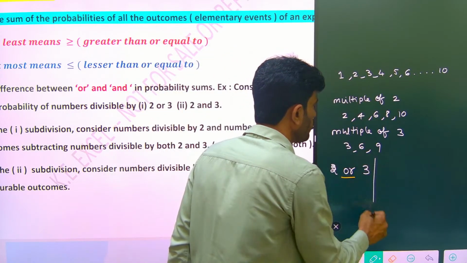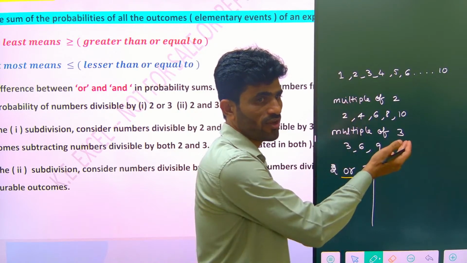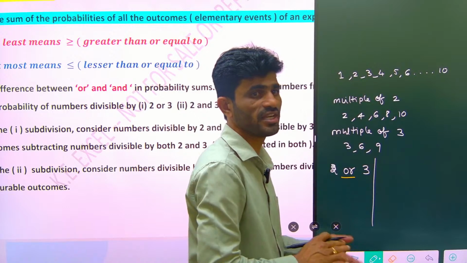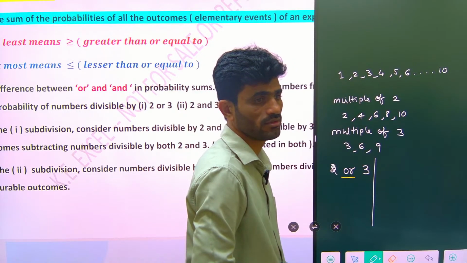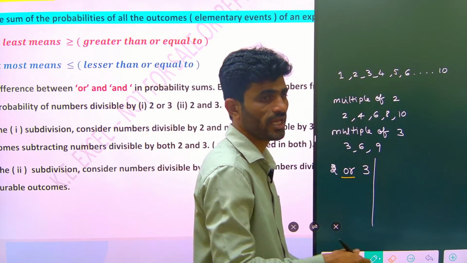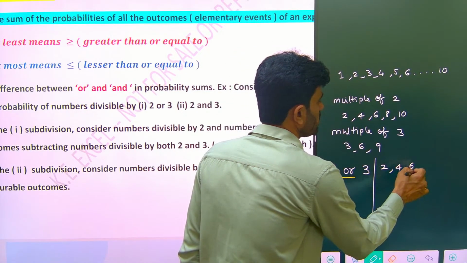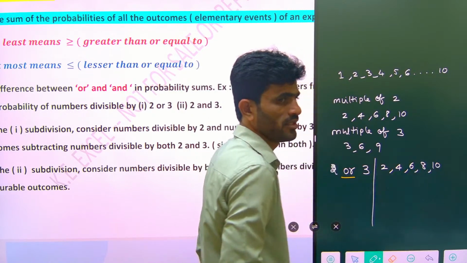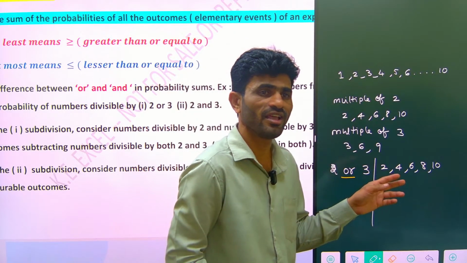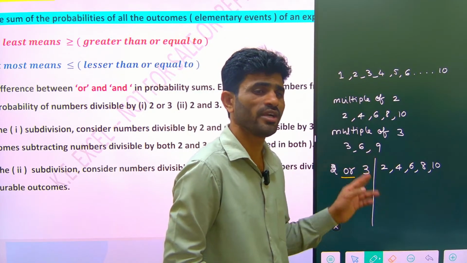You have to take all the outcomes of the multiples of 2, and the multiples of 3 also we have to take. But if anything is repeated, you should not take it again. That should be removed. One time only we should take. For example, multiples of 2 we have taken 2, 4, 6, 8, 10. Then when you write multiples of 3, what will come? 3 and 9, but not 6. Why? Because already it is there.